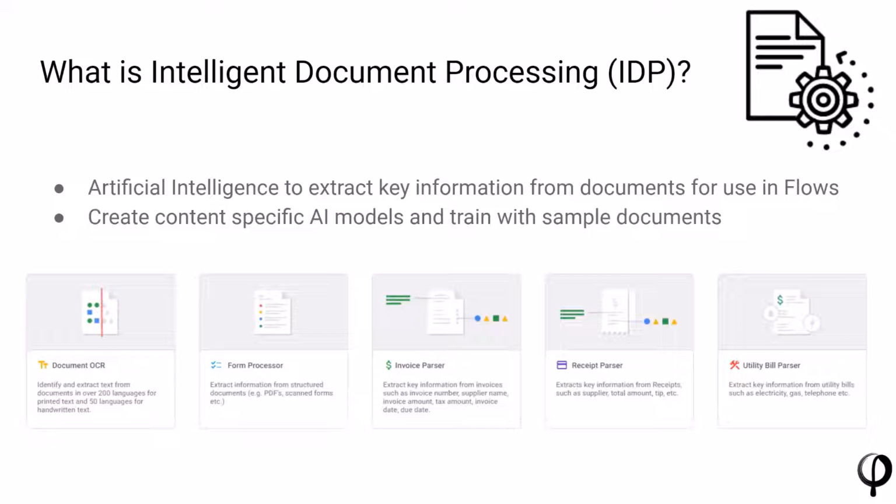Likewise, we have a receipt parser that's built specifically for pulling out key information from expense receipts. And finally, a utility bill parser, which is specifically designed to pull out key information from utility bills such as electricity, gas, telephone, and the likes. As we progress with this capability, we will be releasing more AI models as time goes along.